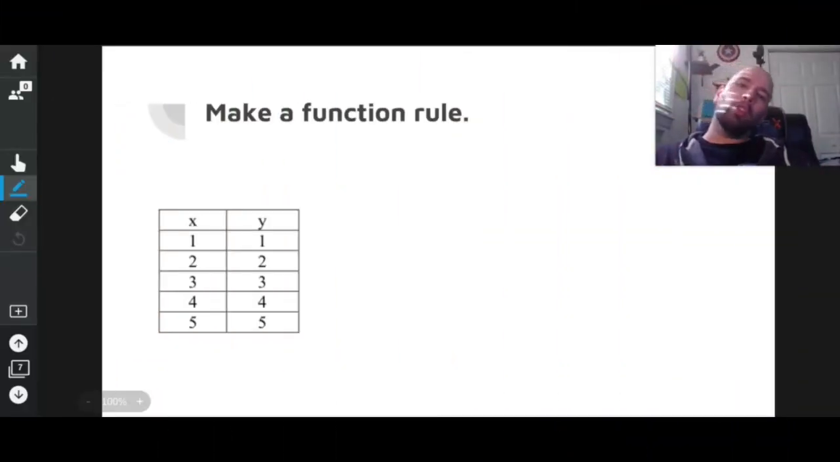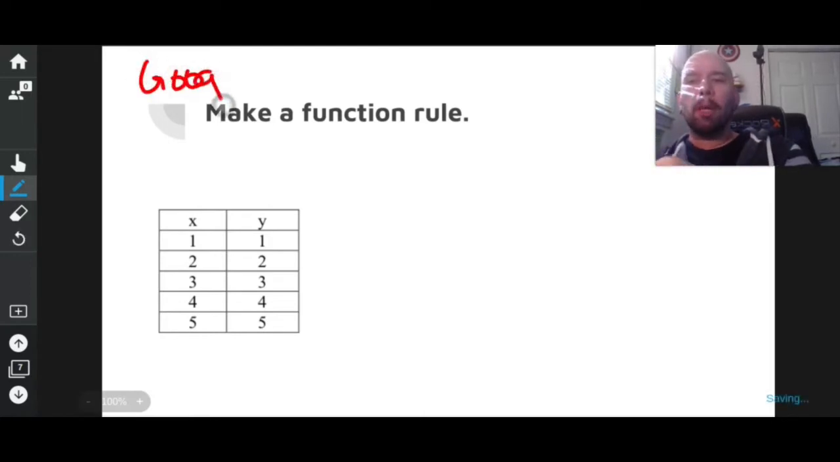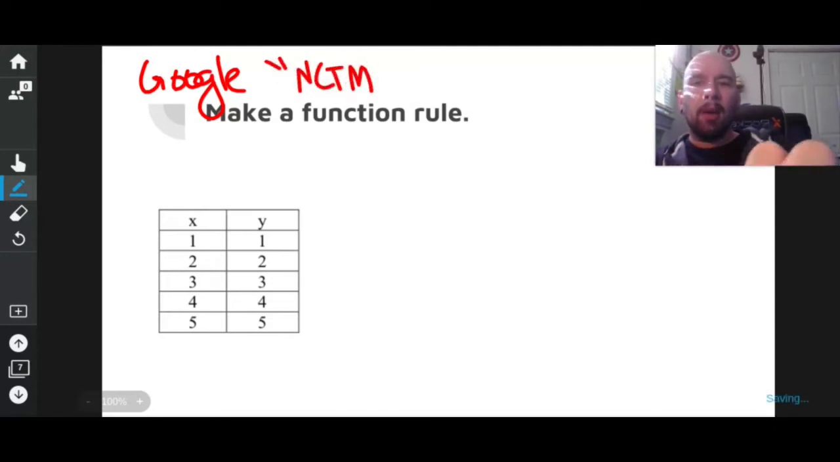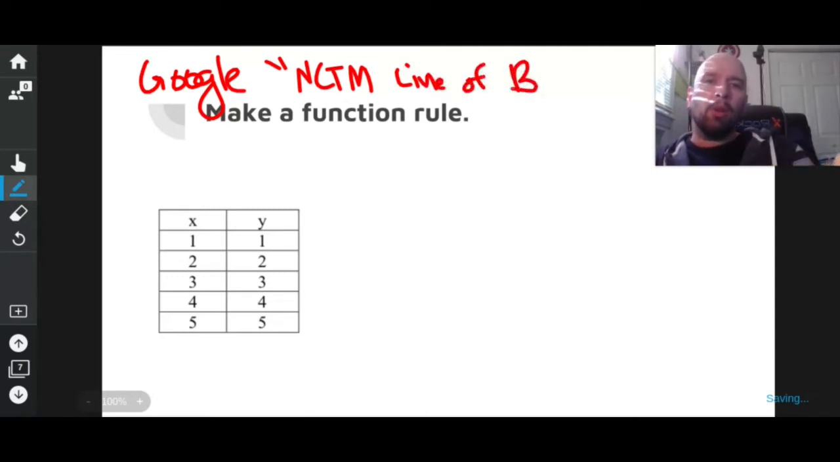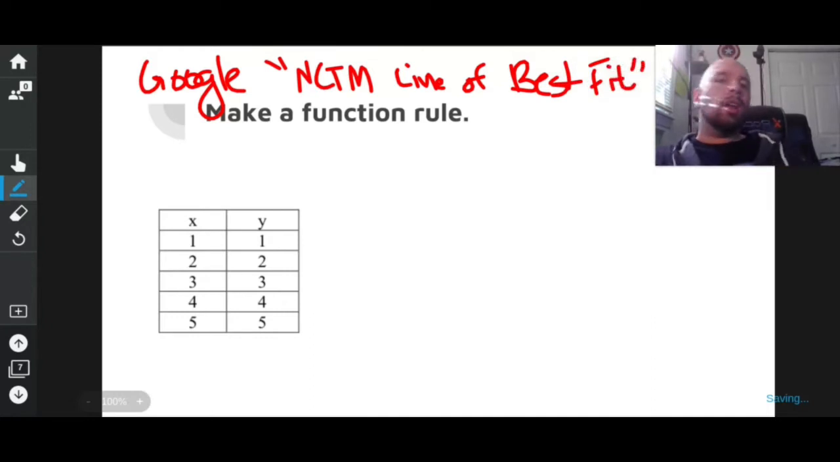But let me show you the long way of doing this. Don't forget, there's a way. If you want to do this the fast way, Google search NCTM line of best fit, and it will give you a website where I go over how to do all of this.